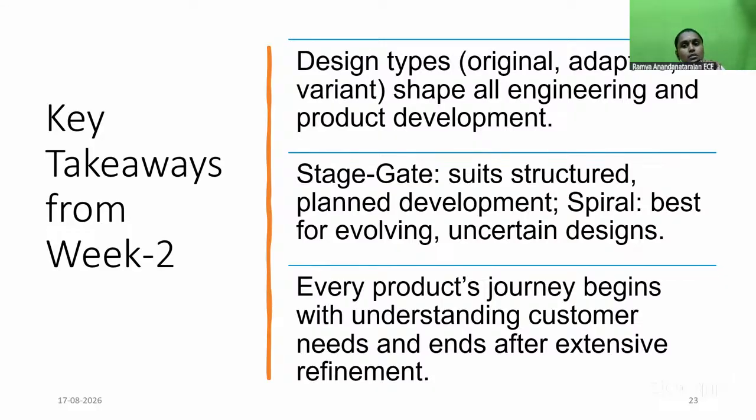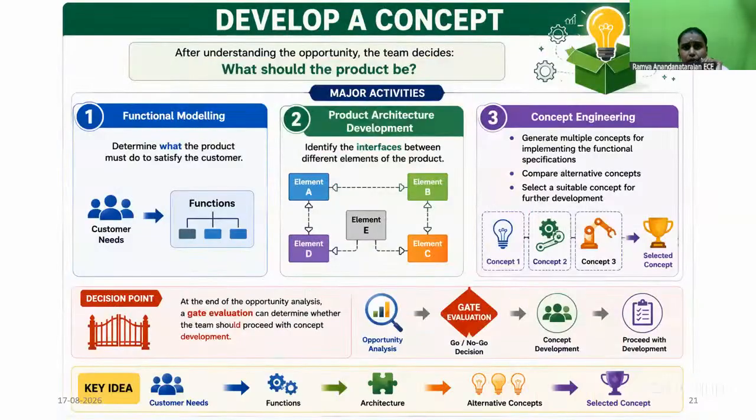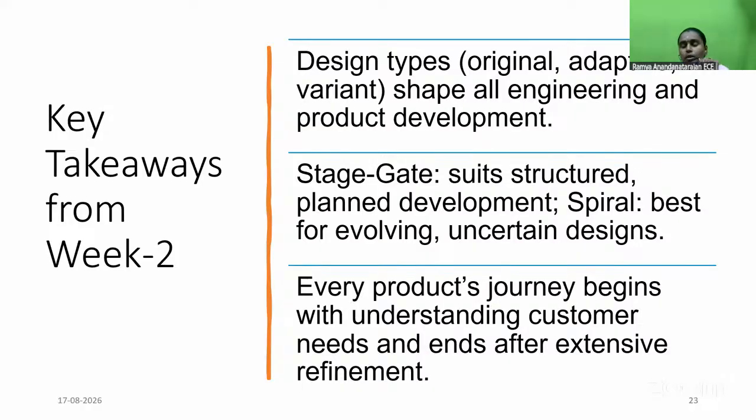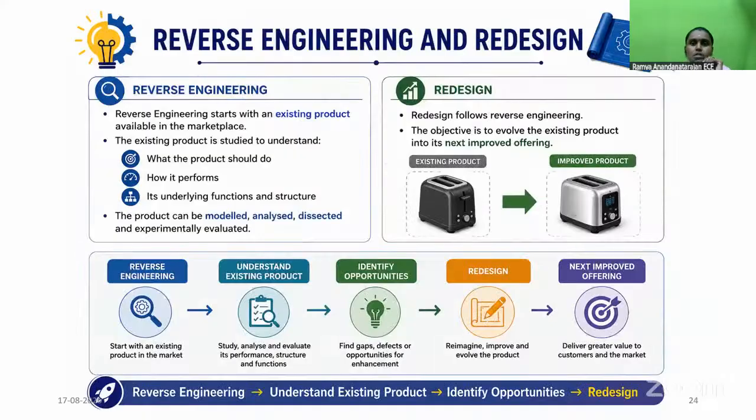That is, we discussed three design types: original, adaptive, and variant. Then we saw what is stage gate and spiral. Then we saw the 3 points, that is understanding customer, then developing a concept, and implementation of a concept. So with this, week 2 is over. We'll go on to week 3 syllabus, that is reverse engineering and redesign.